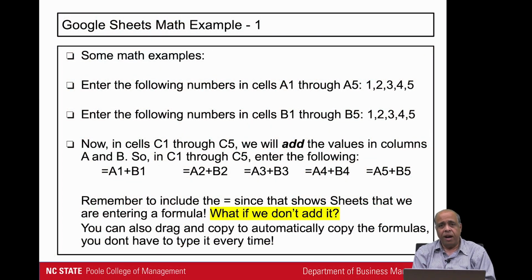Okay, so let's start with the first math example. In the Google Sheet that you have opened up, enter the following numbers in the cells labeled A1 through A5. So that means we are looking at the first column and the first 5 rows. In those 5 cells, enter these numbers. And then enter the numbers in cells B1 through B5. Now these are going to be entered in the second column, that's titled B, in rows 1 through 5. Okay, so let's see how that would work.